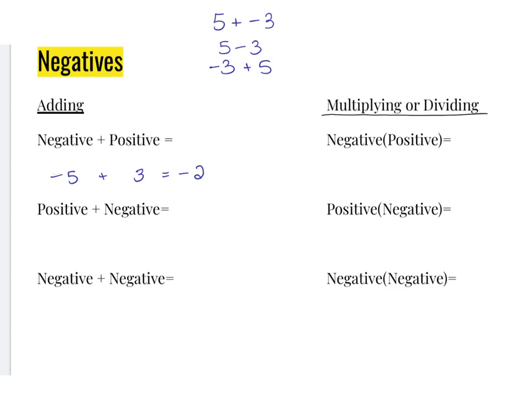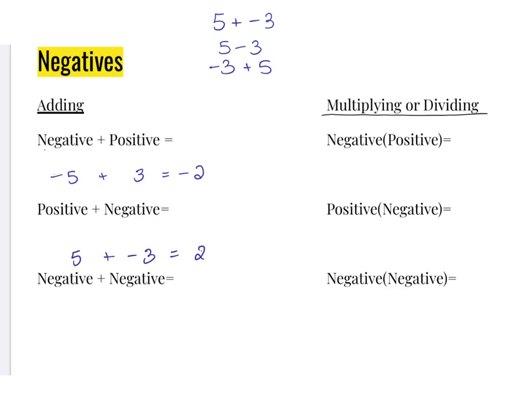Well, let me go to the next one, and then I'll come back. So let's say I have positive 5 plus negative 3, or minus 3. That's going to give me a positive 2. So what matters then is the magnitude of the number.